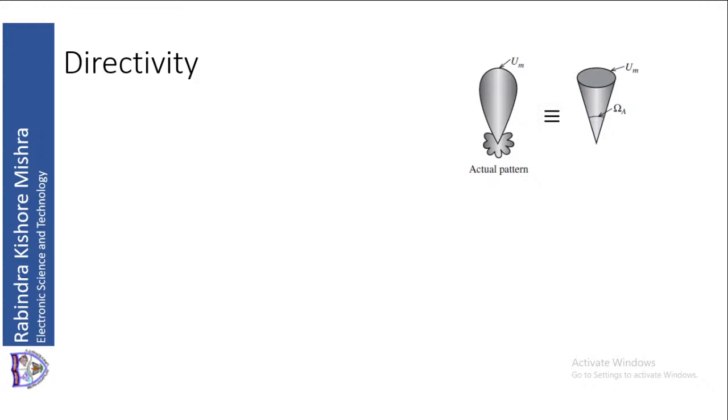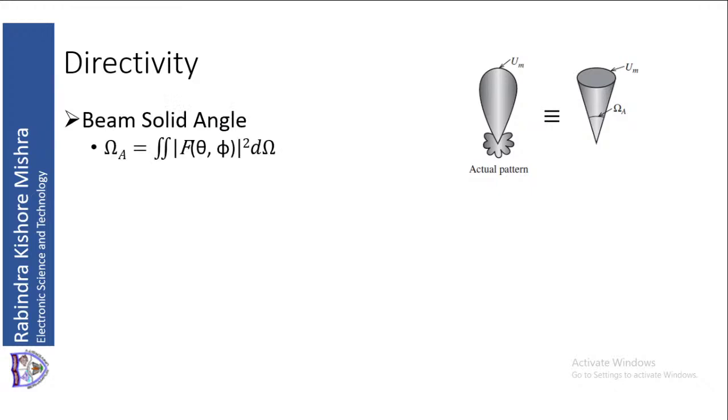So this is basically a pictorial representation of the directivity. You can see on the left hand side the figure, and there is a right hand side figure. In the left hand side figure, it is the actual radiation pattern. On the right hand side figure, an actual radiation pattern contains maximum intensity UM and intensity is U. Same thing on the right hand side we are representing by a solid angle. On the surface of the solid angle, the intensity is UM and the solid angle is omega A. So based on this, we define something called beam solid angle.